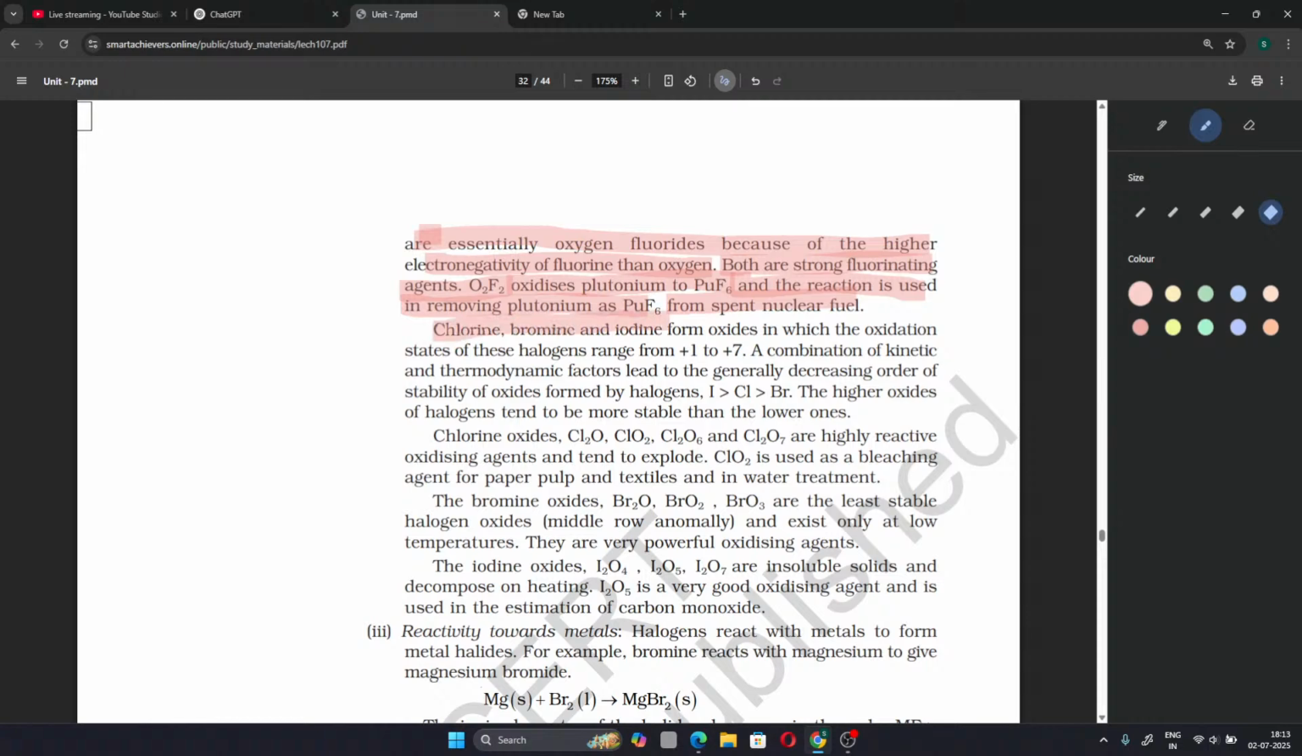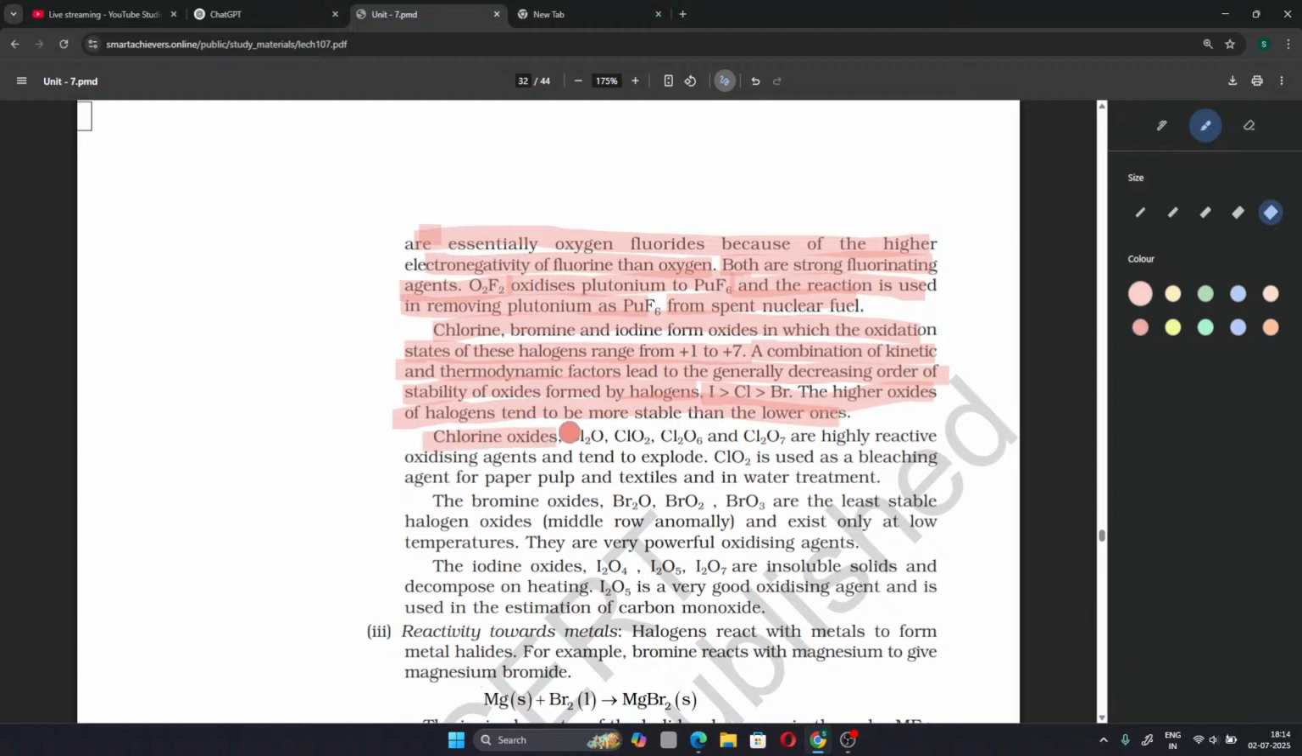Chlorine, bromine and iodine form oxides in which the oxidation states of these halogens range from +1 to +7. A combination of kinetic and thermodynamic factors leads to a generally decreasing order of stability of oxides formed by halogens, with iodine having the highest stability, and chlorine and bromine having the least stability. With oxides, the higher oxides of halogens tend to be more stable than the lower ones.